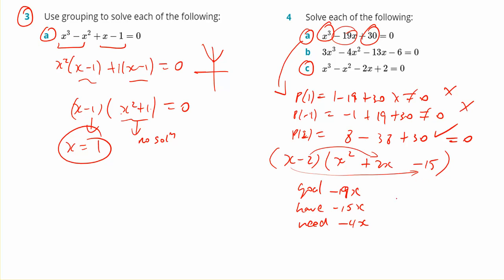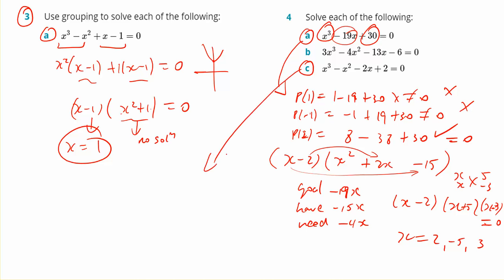Now I need to factorize the quadratic. So two numbers multiplied give you negative 15, but add to give you positive 2. 5 and 3 will work. So positive 5, negative 3. So x plus 5, x minus 3 equals 0. Therefore, by the null factor law, x equals 2, negative 5, and also positive 3. Done.